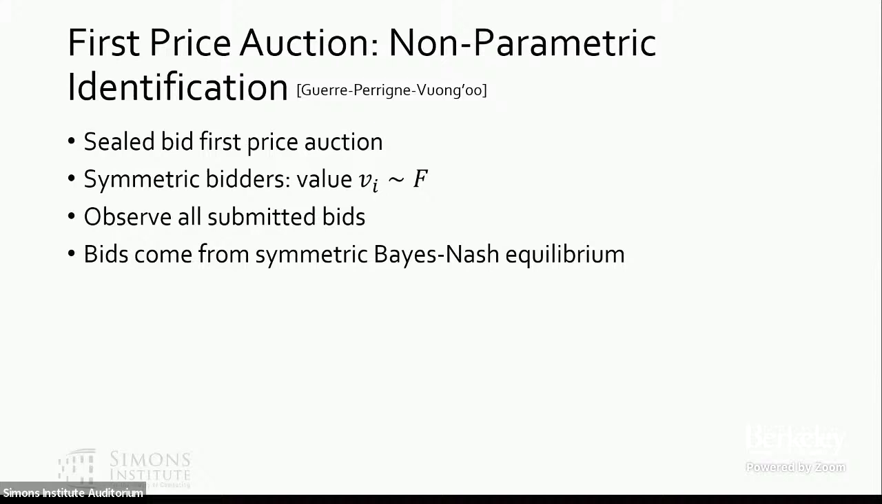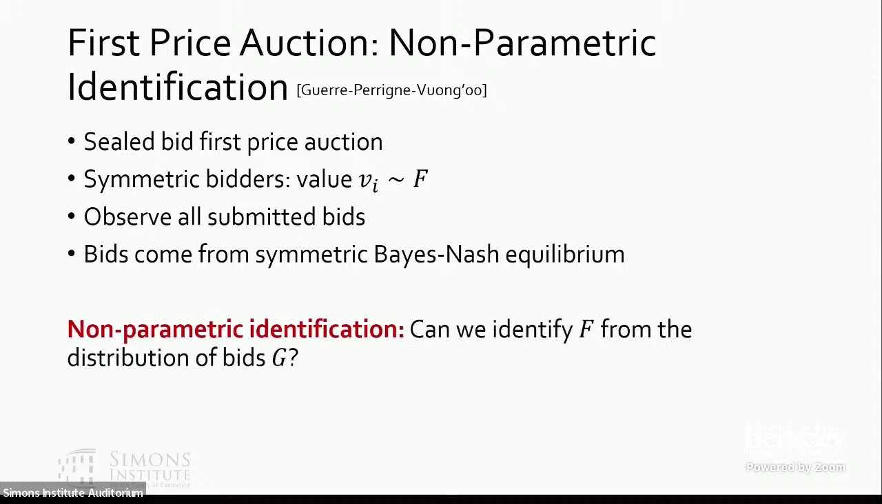And we're going to assume that the bids that people submit come from a symmetric Bayes Nash equilibrium. Then the identification question is, if we observe the bid distribution of that symmetric Bayes Nash equilibrium, let's call that G, the distribution of bids under a symmetric Bayes Nash equilibrium, can we reverse engineer and calculate F, the distribution of values?